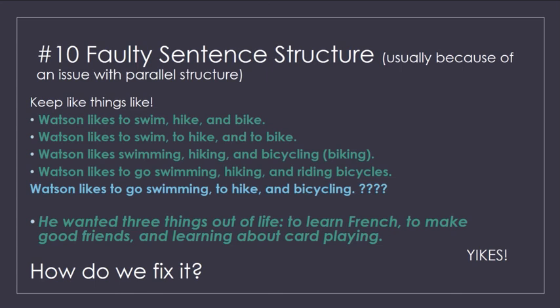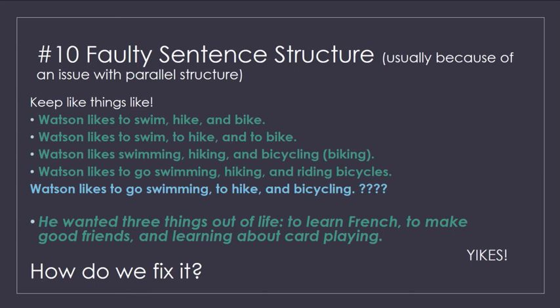Watson likes swimming, hiking, and bicycling, or swimming, hiking, and biking. That works. Watson likes to go swimming, hiking, and riding bicycles. That's a little bit strange, but okay. But if I start mixing these forms, Watson likes to go swimming, to hike, and bicycling, that sentence out loud sounds very strange, and this is a short sentence. Imagine a longer sentence with more complicated parts. Watson likes to go swimming, to hike, and bicycling. This is going to get confusing.